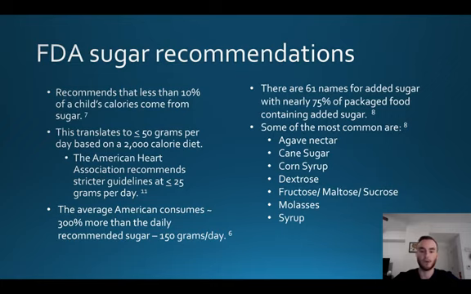So real quick, I just wanted to go over some of those 61 names that are some of the most commonly used. The first one's agave nectar, then cane sugar. Cane sugar is important to note because a lot of foods will actually label it as natural sugar. But even though it is natural, it's not as processed as corn syrup or anything like that. It is still sugar, so we still need to monitor it and use moderation in our consumption of cane sugar.